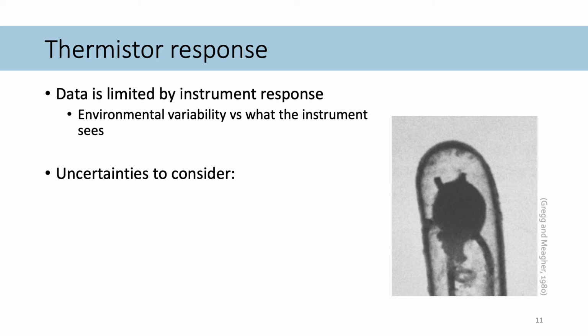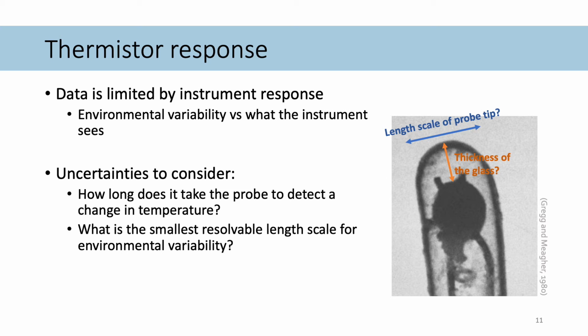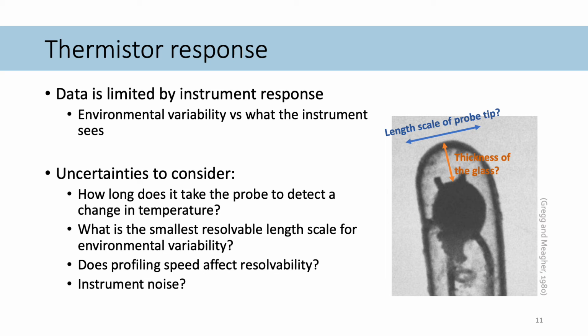Now, when working with any instrument, it's hard to know the exact difference between the environmental variability and what the instrument sees. For our temperature probe, we have to address some uncertainties, especially when looking at phenomena at small length and time scales. For instance, we ask, how long does it take the probe to detect a temperature change? This depends on the thickness of the glass tip, which varies between individual probes. What's the smallest length scale of environmental variability that the probe can resolve? And this depends on the length scale of the probe tip itself. We also have to consider how the fall speed of the probe on the rosette and the instrument noise affects resolvability.